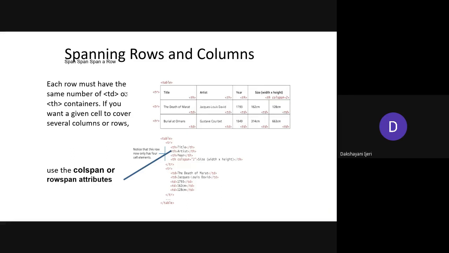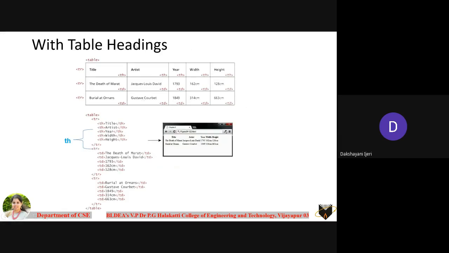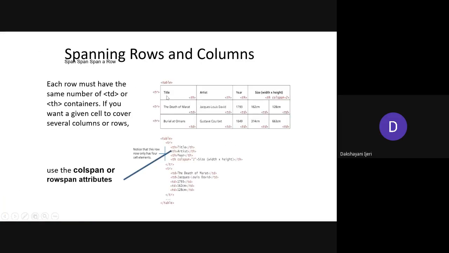Coming to the spanning, as I told you, if you want to make a proper structure of a table without using the spanning, make sure that all the rows have an equal number of elements, as in this case. So the number of elements in each row needs to be equal. In case you have any spanning to be used, as shown in this example here, you have separate attributes used for that, right?